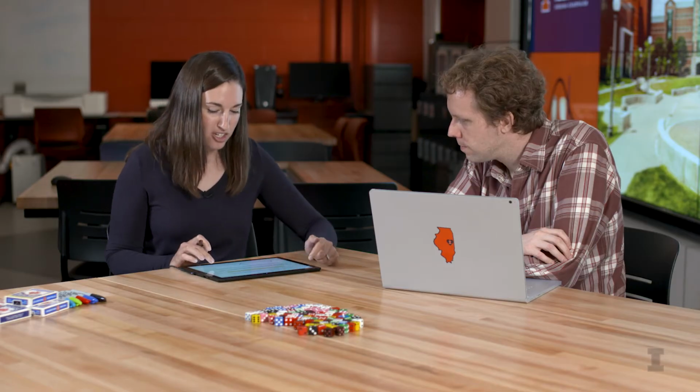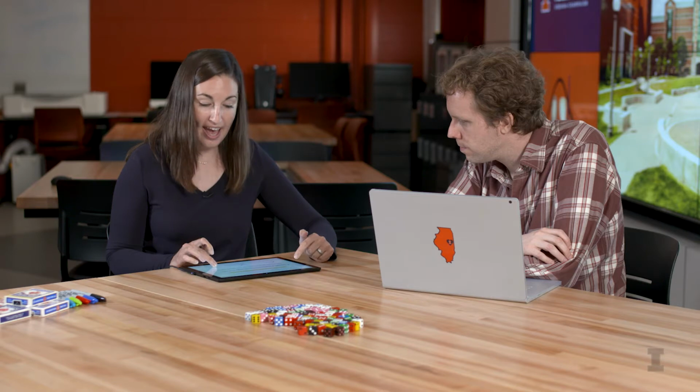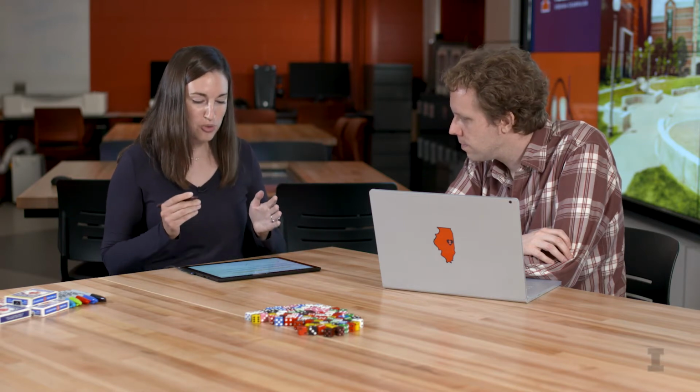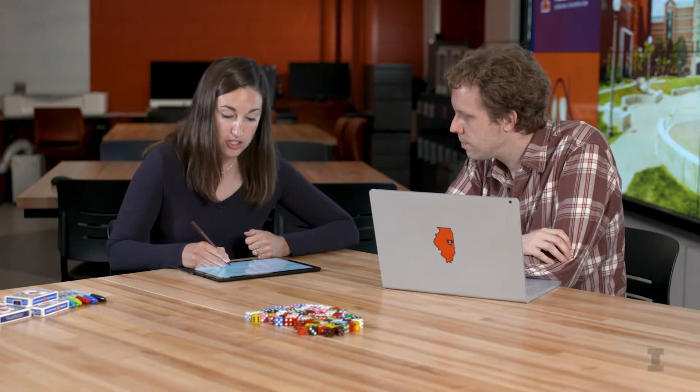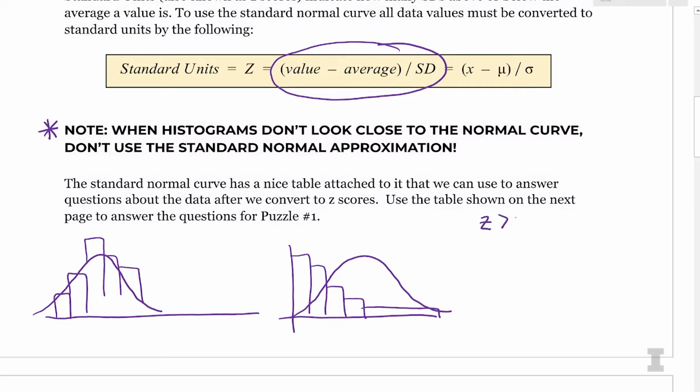So let's go ahead and look at the table. But I guess before we do that, I want to think about z-scores in terms of their values. So your z-scores can be positive, your z-scores can be negative, and your z-scores can be exactly equal to 0.